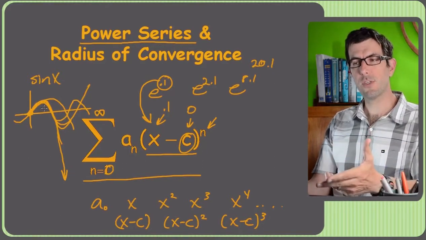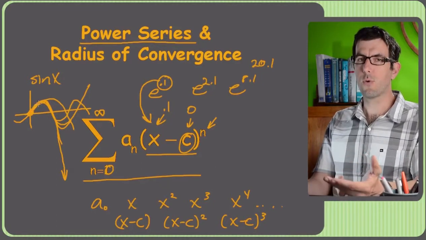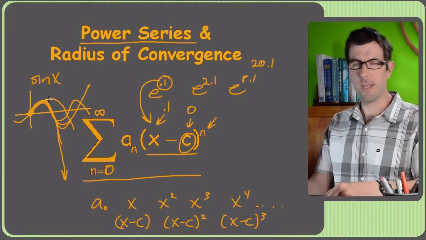So the radius of convergence would be, hey, how close to our original point do we have to be to where this thing still works out? All right, so that's the idea of radius of convergence. Hopefully I didn't lose you.